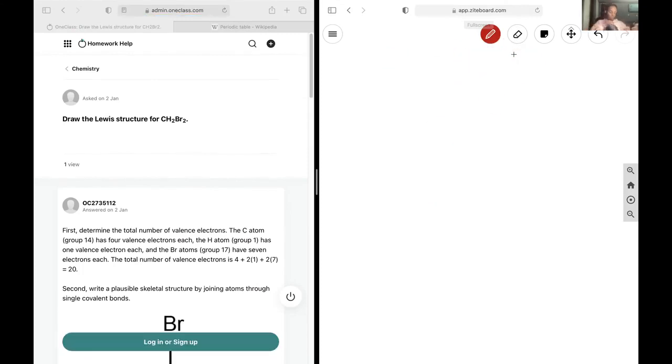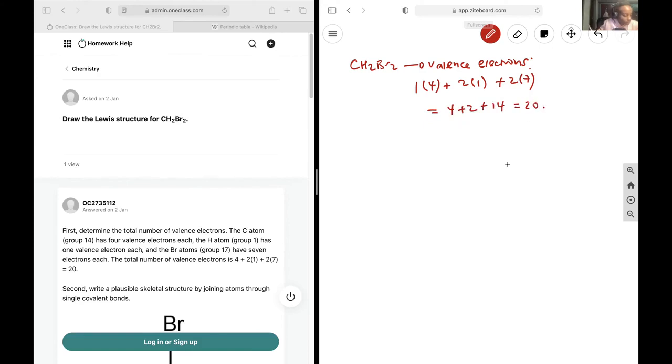On to our next question. We want the Lewis structure for CH2Br2. So again, we start with the valence electrons. So from carbon, we're going to have 4. And this is just by 1 because we have 1 carbon. From hydrogen, we're going to have 1, but that's going to be multiplied by 2 because there are 2 of them. And from bromine, we're going to have 7, but then there are 2 of them again. And so that's going to give us 4 plus 2 plus 14, and that's just a flat 20.